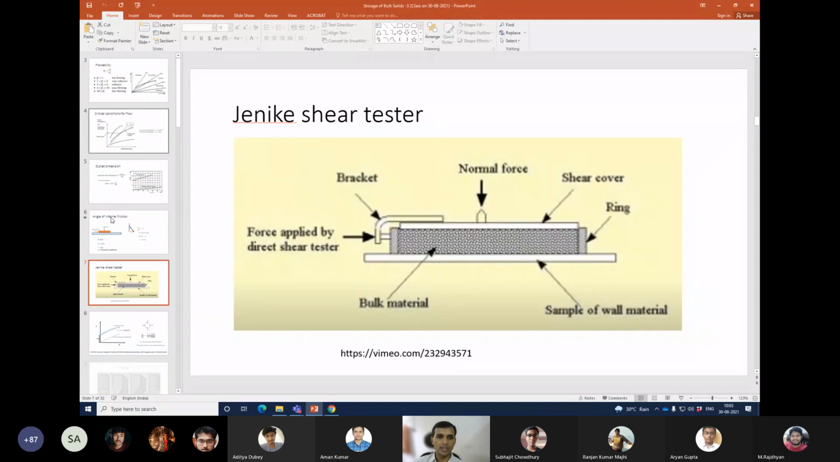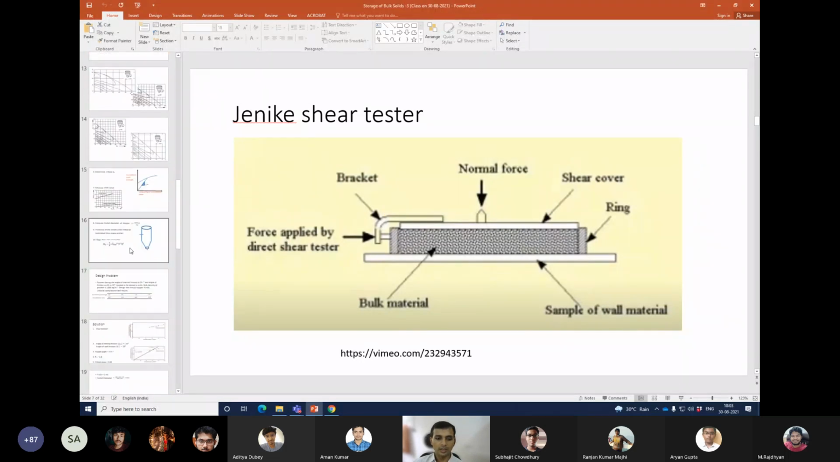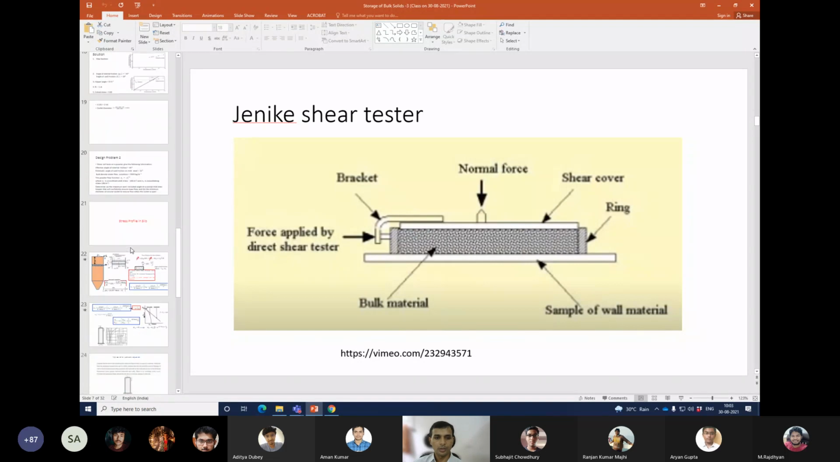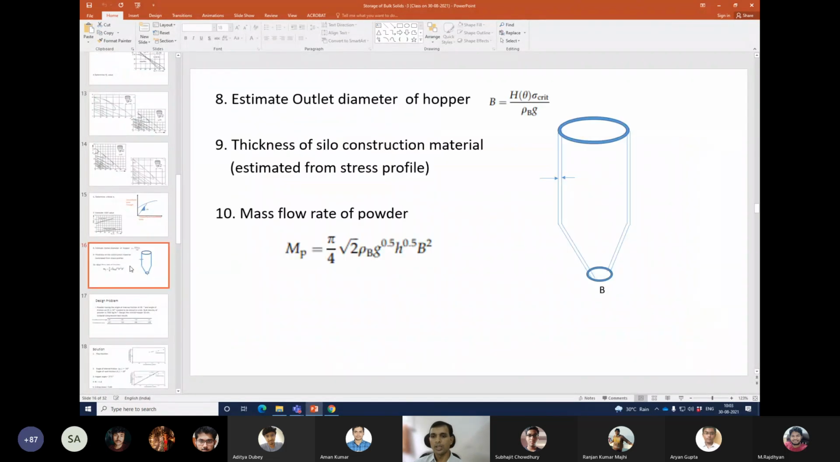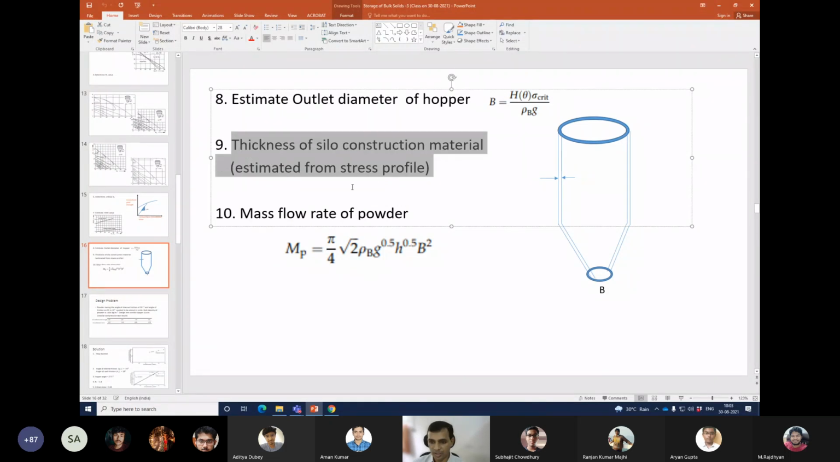Okay, so these are the steps of design, and while solving problem 2, I will try to put all those steps. So for the thickness calculation, the maximum, ultimate stress value comes from the stress profile, and we will use it to find out the thickness. So we can find out diameter, height, thickness, angle, everything, and that concludes the silo design.